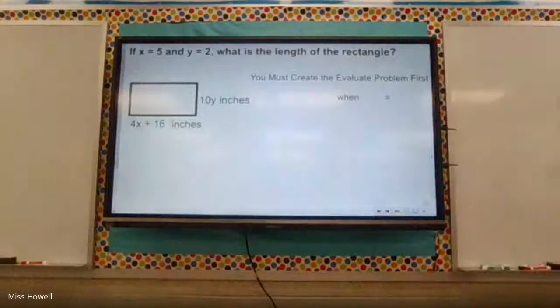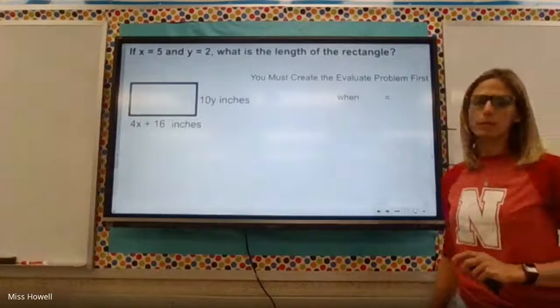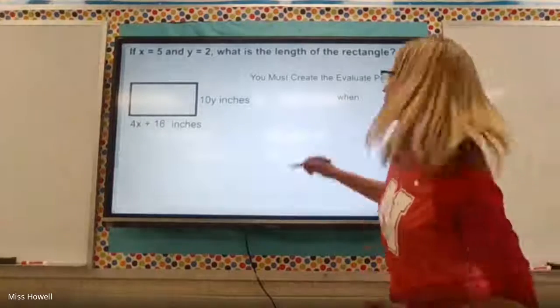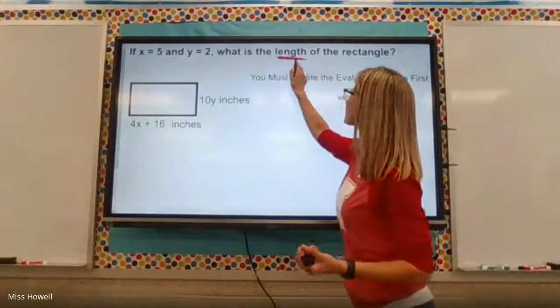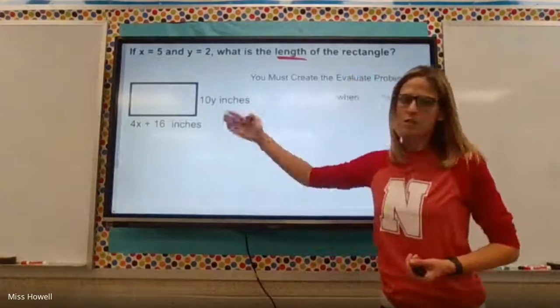All right, this says if x is 5 and y is 2, what is the length of the rectangle? Now, I need to know some basic vocab here, which is which one is the length? Because I have two expressions here.